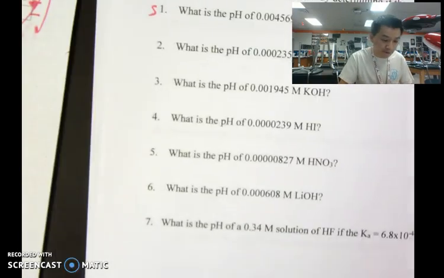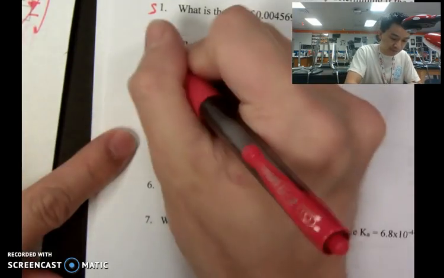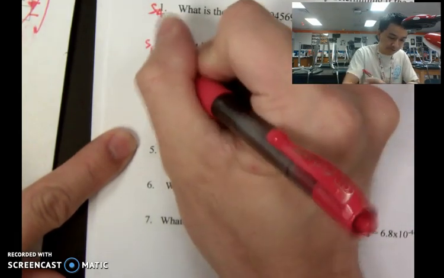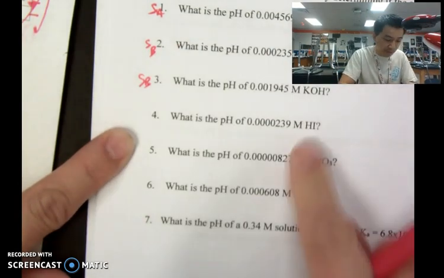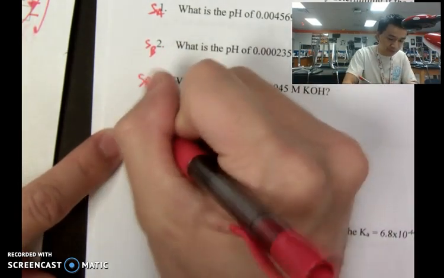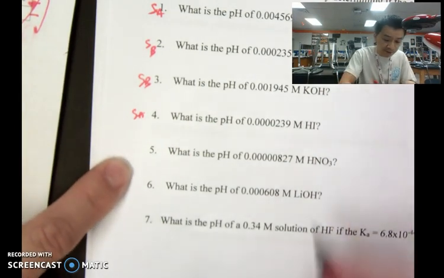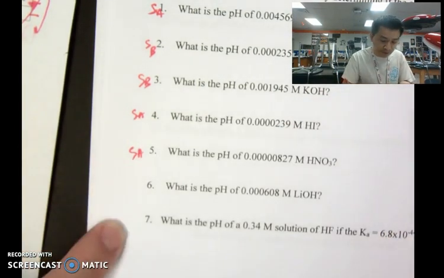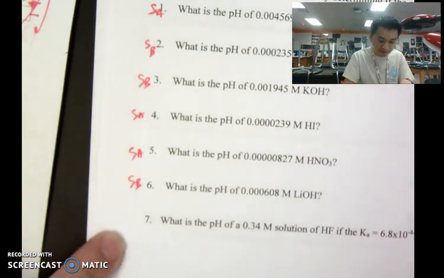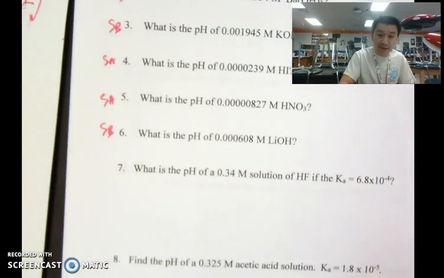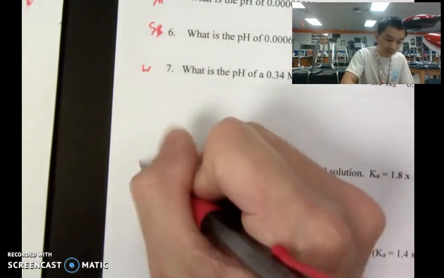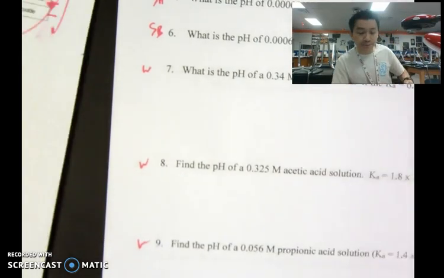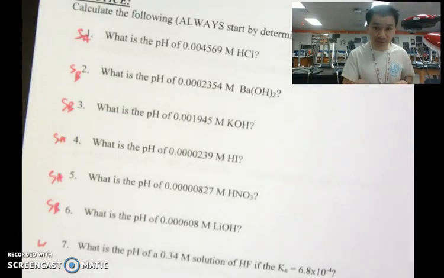Number 1, Ba(OH)2, is a strong base. Strong acid, strong base. KOH, strong base. HI, strong acid. Number 5, strong acid. Number 6, strong base. Number 7, oh okay, I see what they did here. They gave us the Ka, so we don't even need to look up Ka. So these are all going to be weak, weak, weak, and weak. Okay, so instead of just jumping to the weak ones, we'll start from the top.